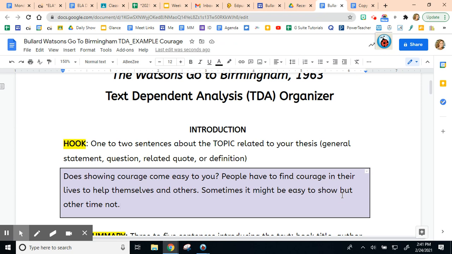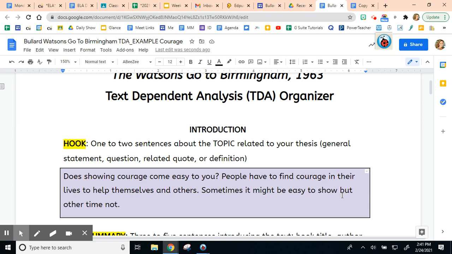So I'm going to want you to think about how you want to hook your reader. Make sure it's related to your topic that you chose. And it can be a question, it can be a quote, or it can be a statement or a definition. So I'm going to pause this Ed puzzle. I want you to think what your hook is going to be, and go ahead and type it in your organizer. And then we'll move on to the second part of the introduction.